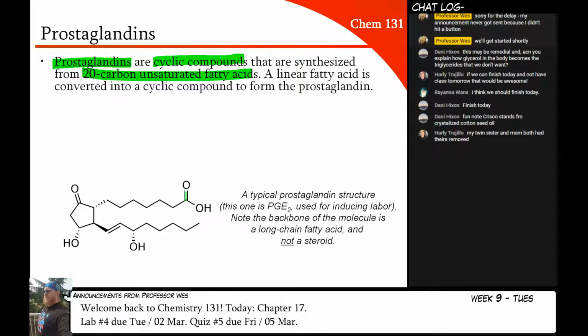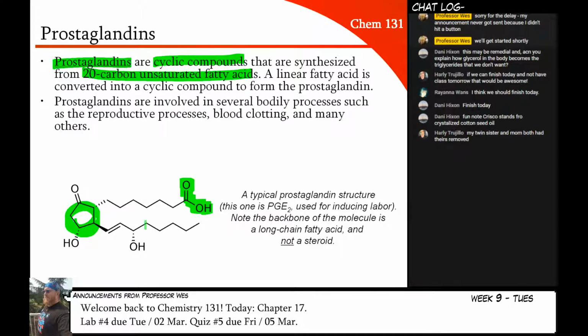And what we end up having here is, so the parts of the prostaglandin, you have a carboxylic acid, you have the cyclic part, and then you have other features on here that are going to be useful. So this specific prostaglandin that's shown here, this is called PGE2. And a common use for this is to induce labor.